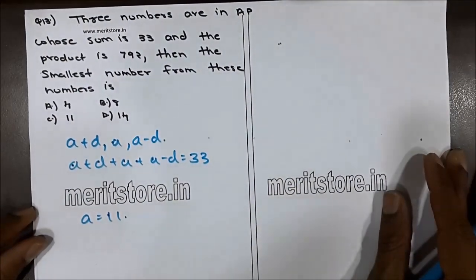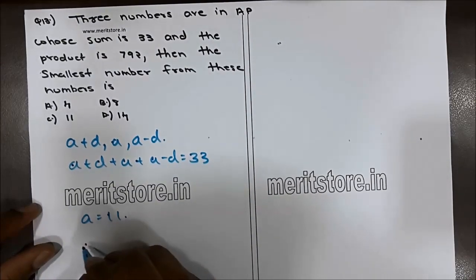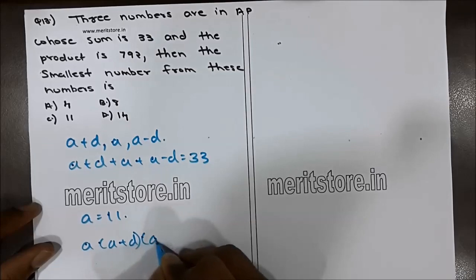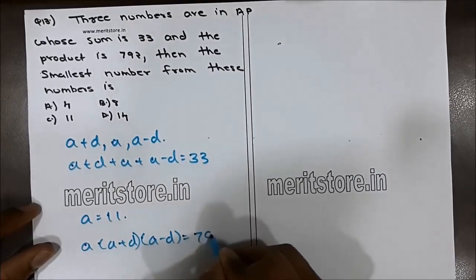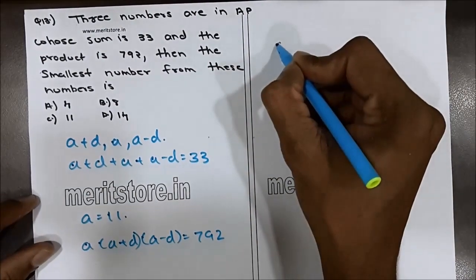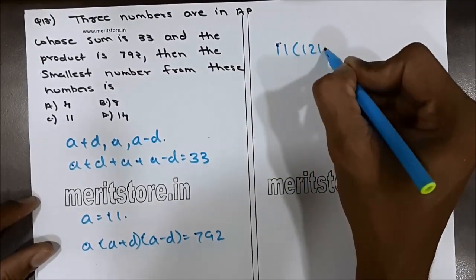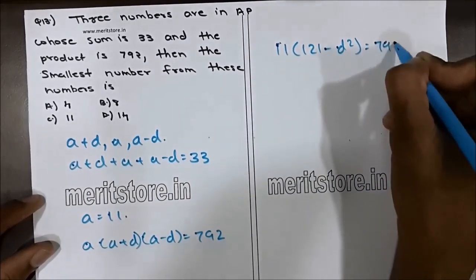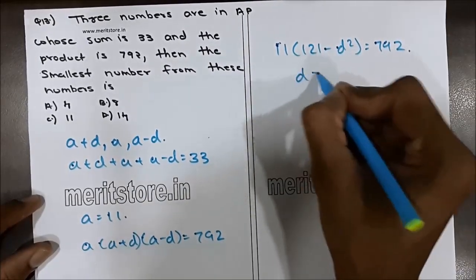And for the product, that is the second condition, we get (a plus d)(a)(a minus d), which is equal to 792. We substitute the value of a, which is 11, we get 121 minus d square is equal to 792, from which we get d as 7.